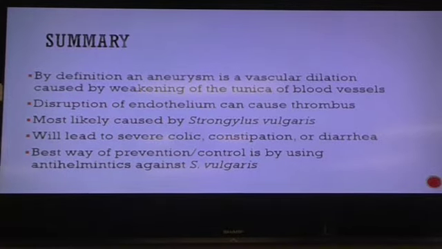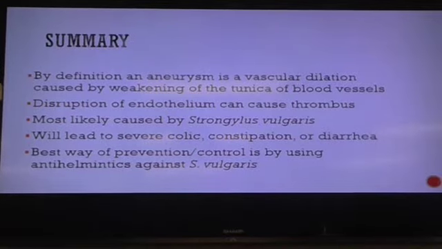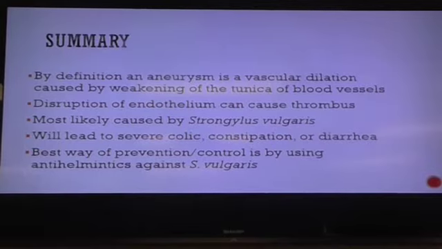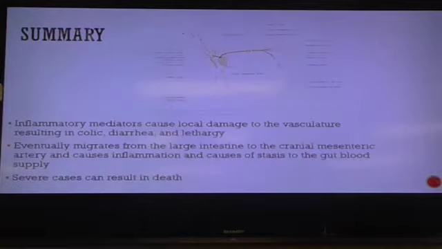So just a summary of the disease. By definition, an aneurysm is a vascular dilation caused by the weakening of the tunica of the blood vessels. You'll see that from the thrombi forming the emboli. Those will cause the weakening. It's not technically the thinning of the vessels, but it will cause the weakening, and you'll see the ballooning happening in the vessels. Disruption of the endothelium is what actually causes a thrombus. Like we said, the most likely cause, Strongylus vulgaris, will lead to severe colic, constipation, and diarrhea, and the best way to prevent this is to treat with anthelmintics against Strongylus vulgaris.